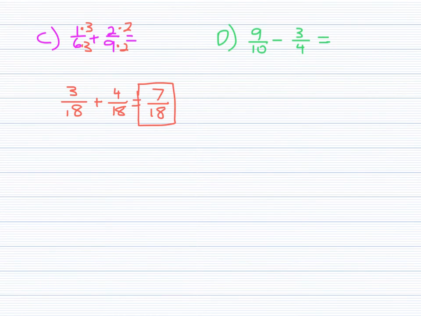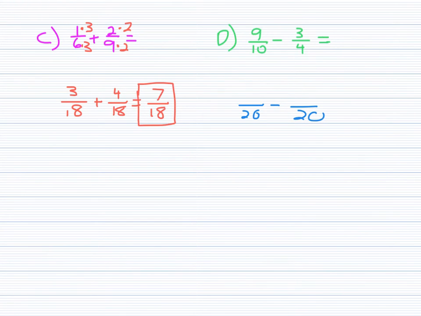In example D here, we have 9/10 minus 3/4. So we have to find the common denominator there. Again, a multiplication table is really useful here. So I know 10 and 4 both go into 20. So I know my denominator is going to be 20. I can write that right now.